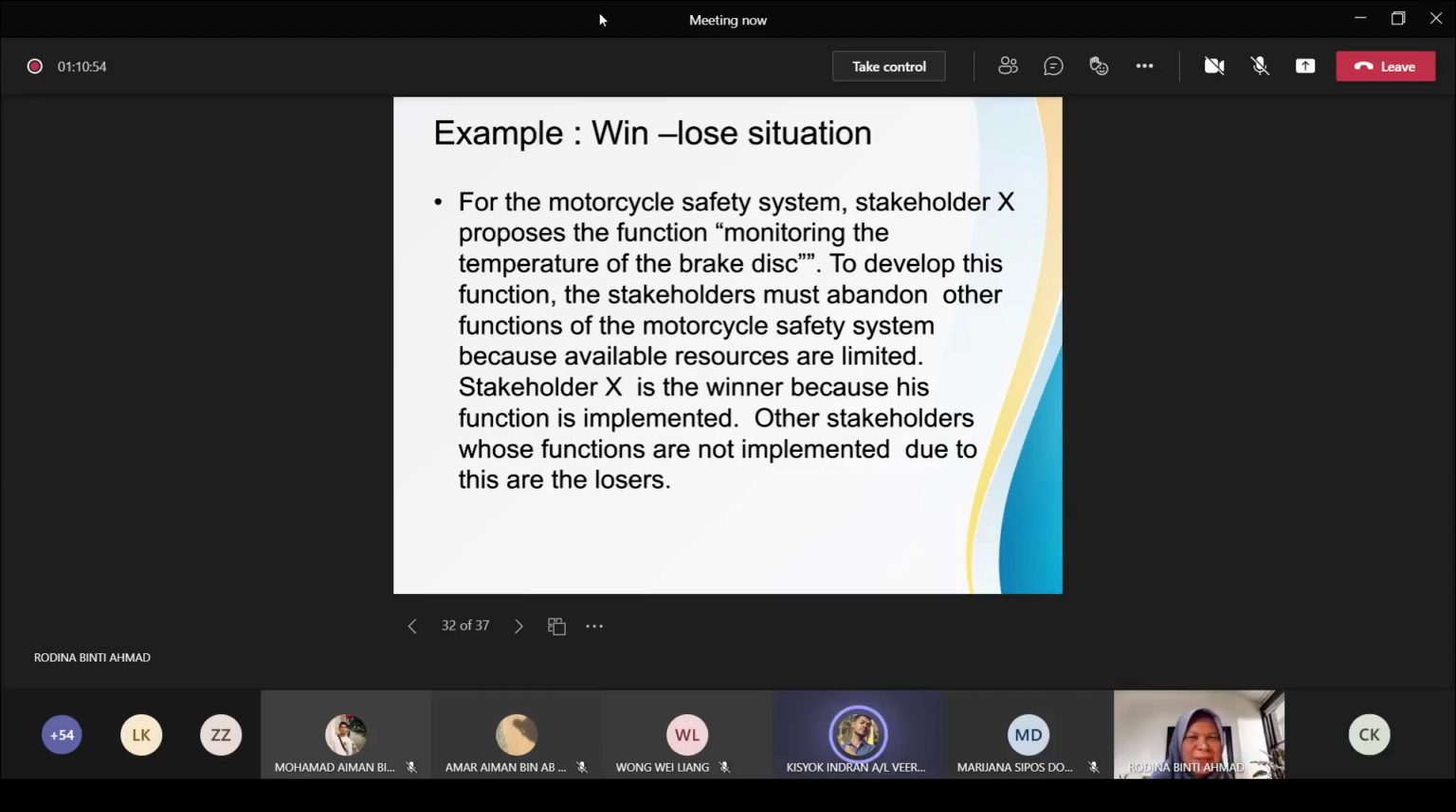Sure, Doctor. For the motorcycle safety system, stakeholder X proposes a function monitoring the temperature of the brake disc. To develop this function, the stakeholders must abandon other functions of the motorcycle safety system because available resources are limited. Stakeholder X is the winner because his function is implemented. Other stakeholders whose functions are not implemented due to this are the losers. Do you agree this is a win-lose situation, Kishore? Yes. All right, so this is another one.